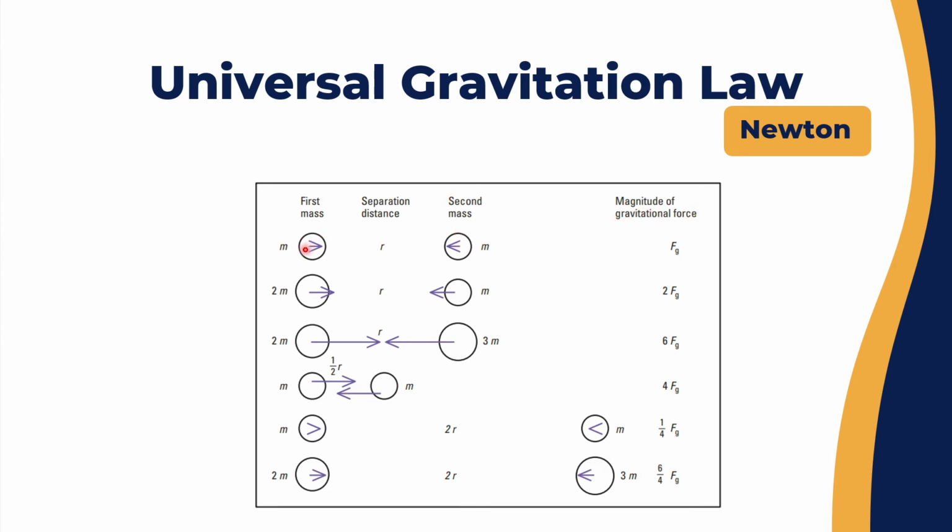When you have two masses of the same size and a certain distance or radius, the force of gravitation would be some value Fg. When you have double the mass over here with the same mass over here and the same distance, you will get double the gravitational force that you get in the first case. If you get two mass here, three mass here, and the same distance, you get 6 times the gravitational force. And so on. You do the variations and you're able to come up with a table.